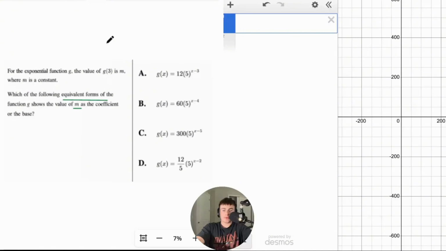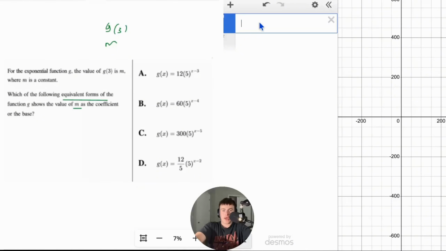So my goal here is to find m. In order to find m, I need to find g of 3, because g of 3 is m. How do I find g of 3? Well, by plugging 3 in for x in g of x. But what is g of x? All of them are g of x. They're all the same. They're all equivalent. So therefore, I just plug 3 into any of these and see which one shows that number as a number.